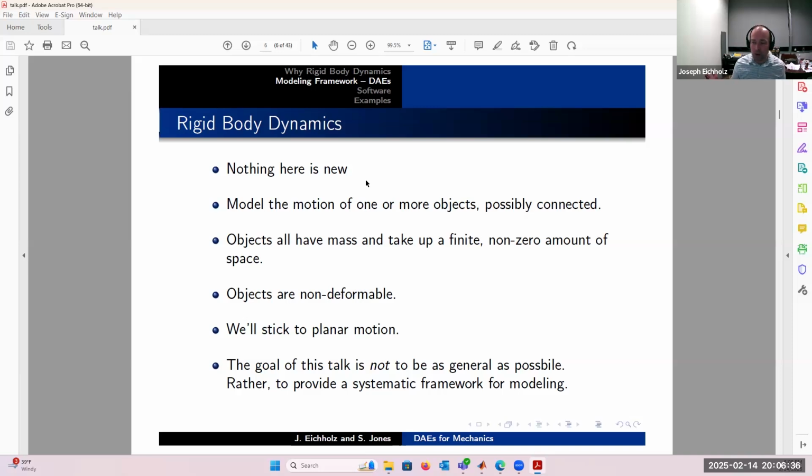We're going to model the motion of one or more objects, possibly connected together. Everything is going to have mass and take up a finite non-zero amount of space. So no point masses, no massless rods, nothing like that. Our objects are going to be non-deformable. We're going to stick to planar motion. And again, the goal here is not to be as general as possible. I could certainly do things more generally, but rather to provide a systematic framework that students can actually get their heads around and do some cool stuff with.